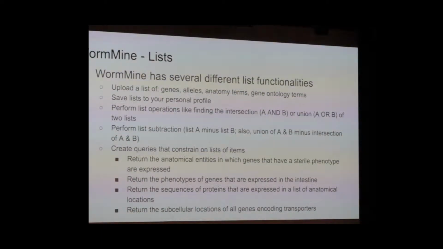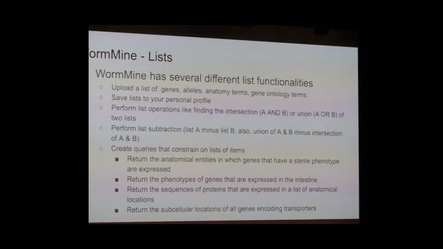Now, WormMine has lists. It has a powerful list feature, which basically just takes sets of objects. For the most part, we'll be talking about lists of genes. So you can upload lists of genes, alleles, anatomy terms, gene ontology terms. You can save these lists to your personal profile so that when you log back in later, you'll have them saved. And another important thing is that you can perform list operations like list comparisons or performing intersection or union operations. And you can do things like perform list subtraction. You can take list A minus list B, or also take the union of A and B and subtract the intersection of A and B.